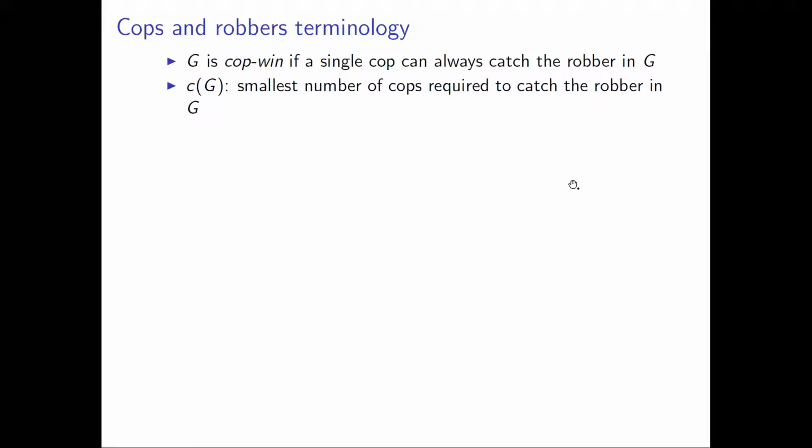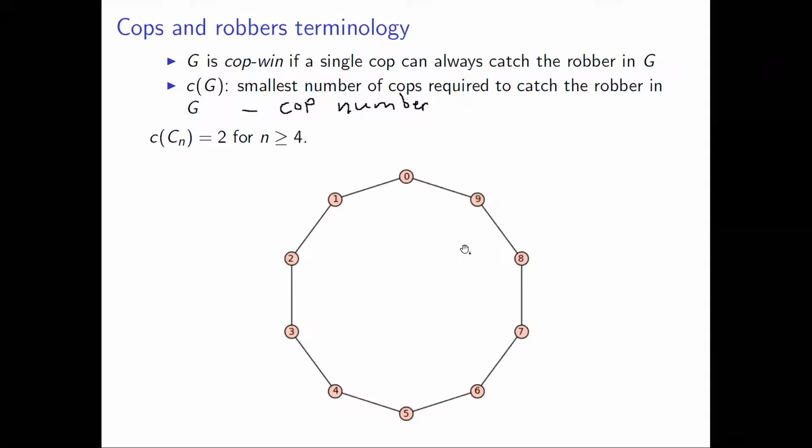So let's look at a few examples of graphs and the C of G function for those graphs. And this C of G has a name in words. It's called the cop number. So the cop number of G is denoted as C of G. So for example, if we look at the cycle of order n, for any n at least 4, the cop number of this is going to be 2.